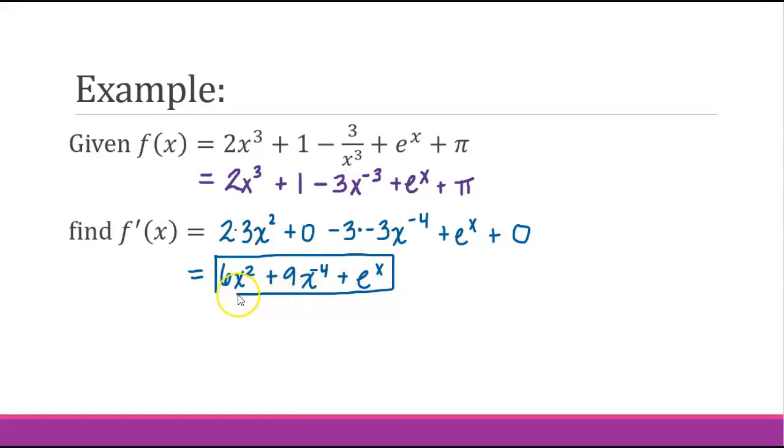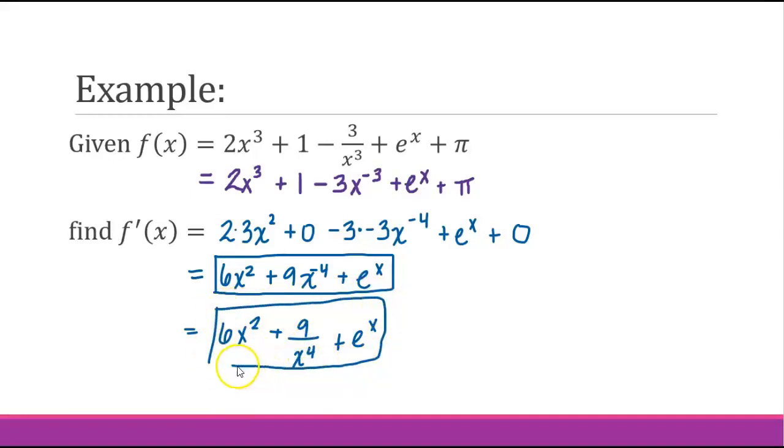If we're going to do any simplifying, if we don't want any negative exponents, then we can rewrite it as 6x squared plus 9 over x to the positive 4, so only the x term moves to the bottom and the exponent becomes positive. The 9 stays on the top, and then plus e to the x. And the whole thing isn't over x to the fourth, just this middle term. So that's a somewhat common mistake.